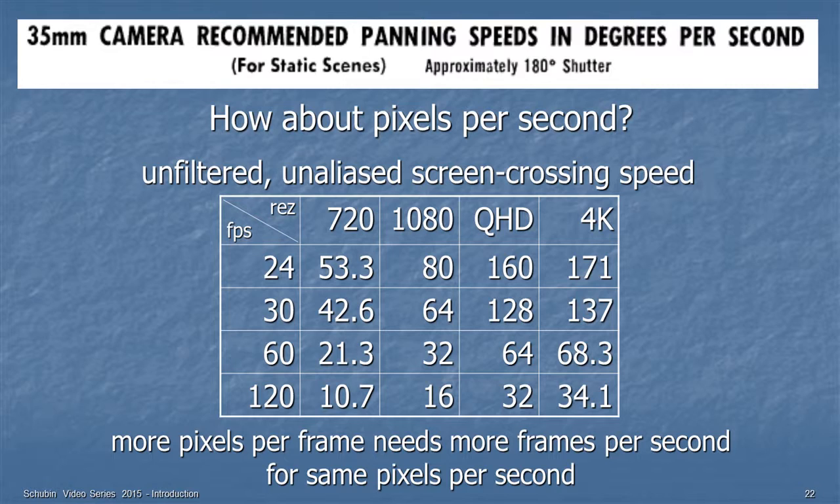So this little chart that I'm showing here shows that if you had, say, 720 line HD TV and you have 120 frames per second, then you could pan from one side of the screen to the other in less than 11 seconds, 10.7 seconds. But if you had what's called 4K, and I'll define that in one of the other videos, and only 24 frames per second, then it takes you almost 3 minutes to pan across the frame and have the same kind of results that you would have with those 720p at 120 frames per second.